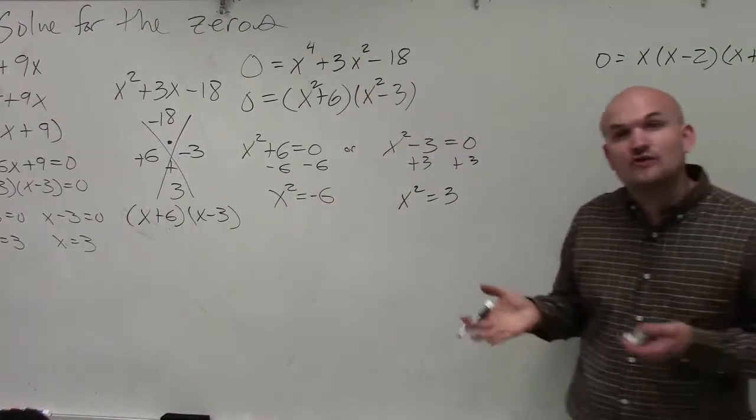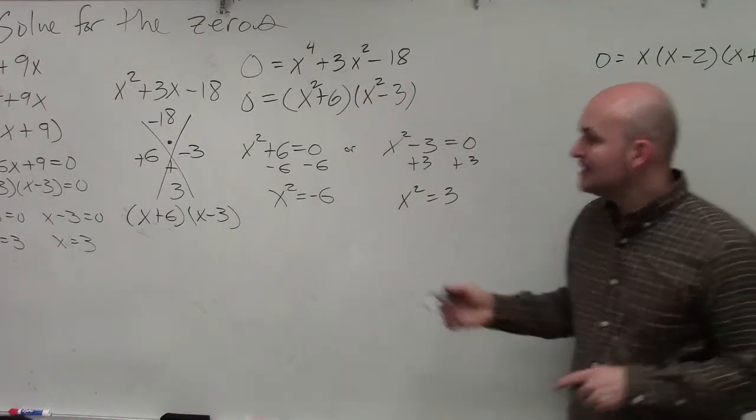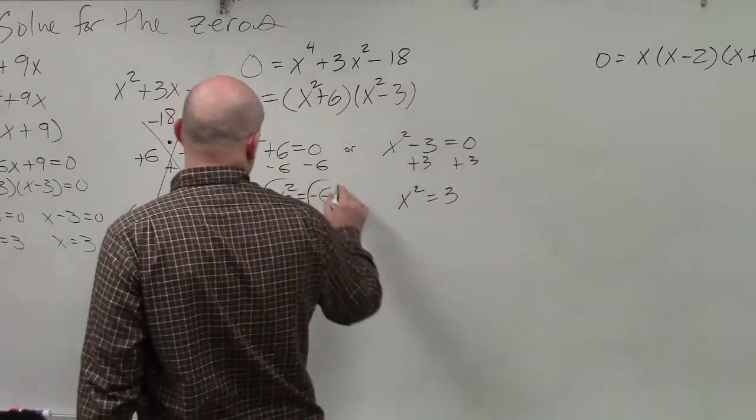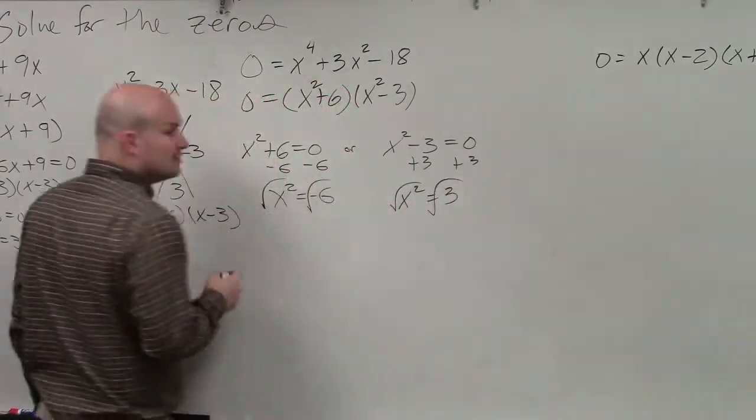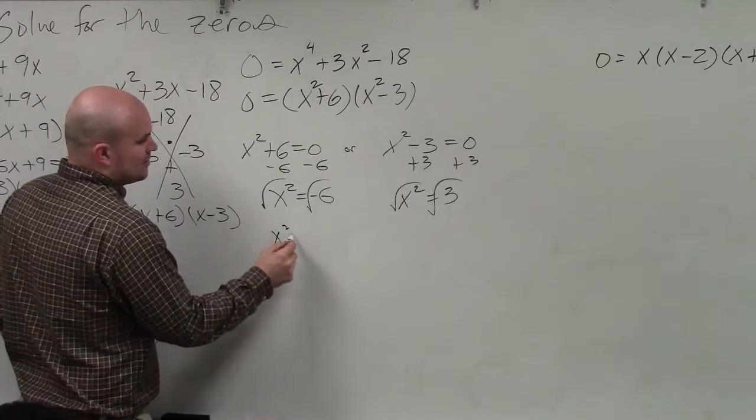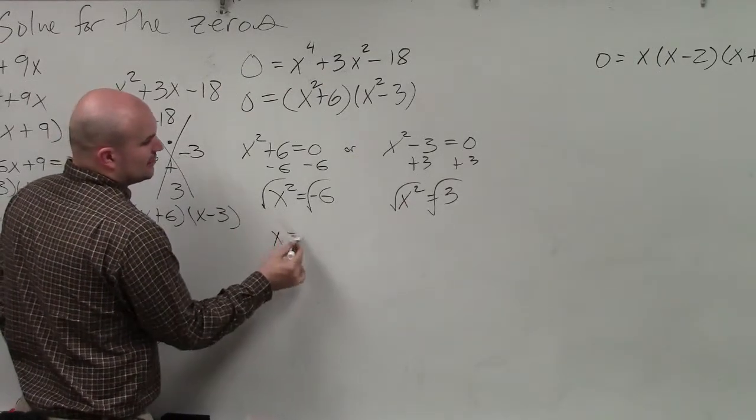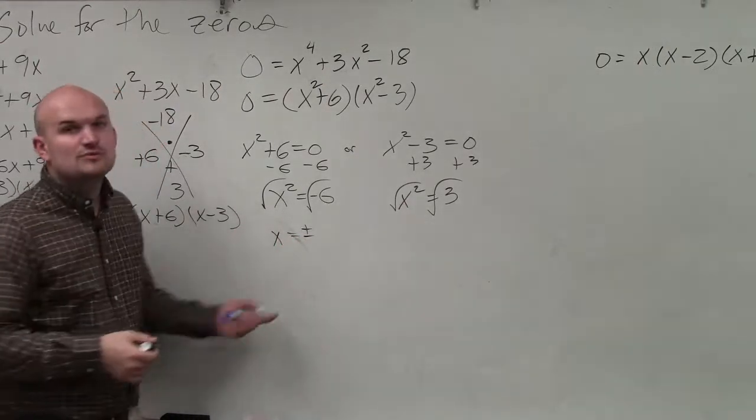Now I still need to solve by taking the square root. So I take the square root of both sides. Now please remember when you guys introduce the square root, it's the plus or minus. X equals plus or minus. Now we have the square root of a negative 6.